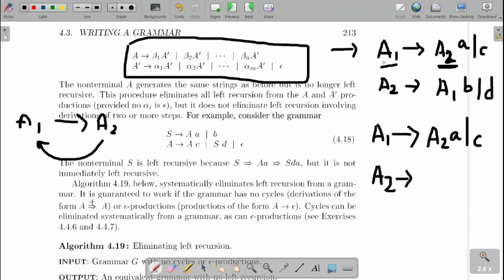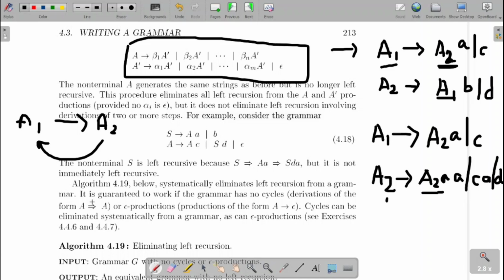For that purpose, I will substitute the production of A1. What is the production of A1? The first one is A2A. For this A1, I am writing A2A, and this A I will write as it is. The second production for A1 is C. So these are the productions for A1: one is A2A, the other is C. And one more is D, which I will write as it is.